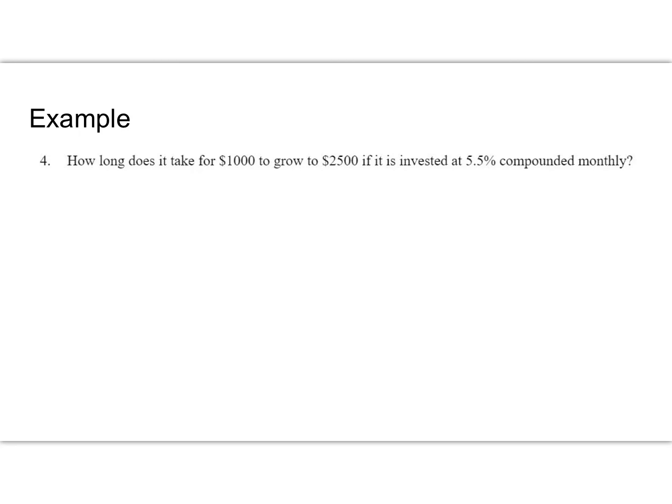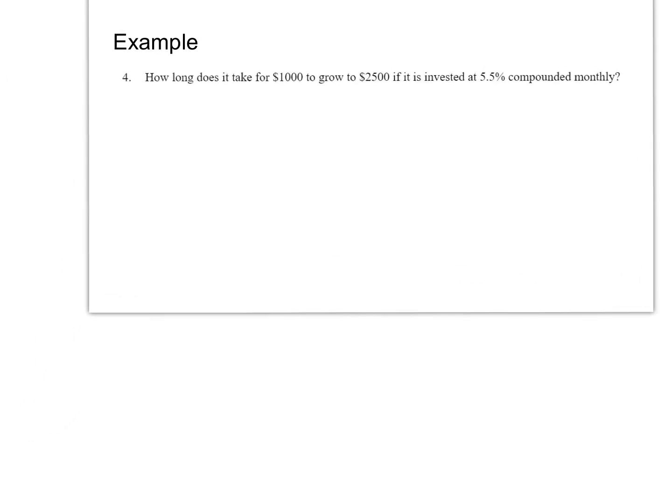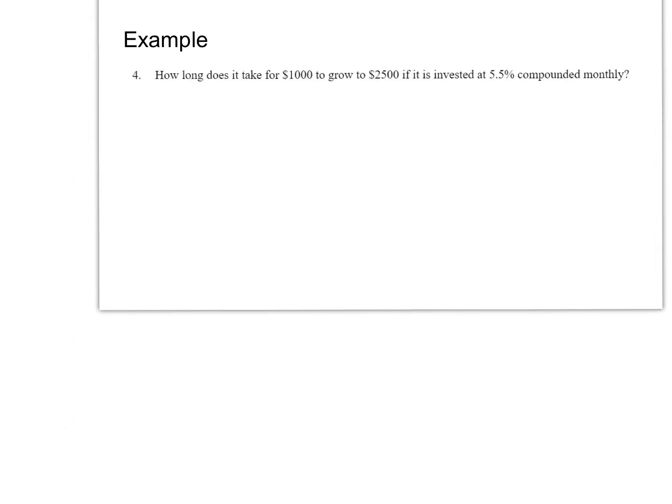All right, so this one, because we're probably going to be looking for time, we're going to be using logarithms, just to give you the heads up. So let me write our formula. A equaling P times 1 plus R over N raised to the n-teeth. All right, so let's read our problem. How long does it take for $1,000 to grow to $2,500 if it's invested at 5.5% compounded monthly?